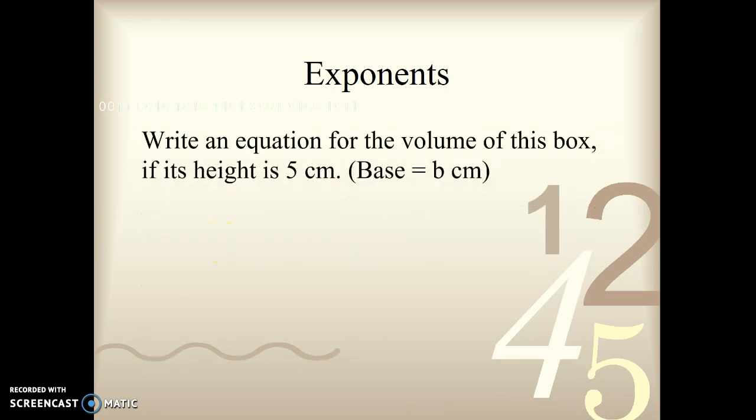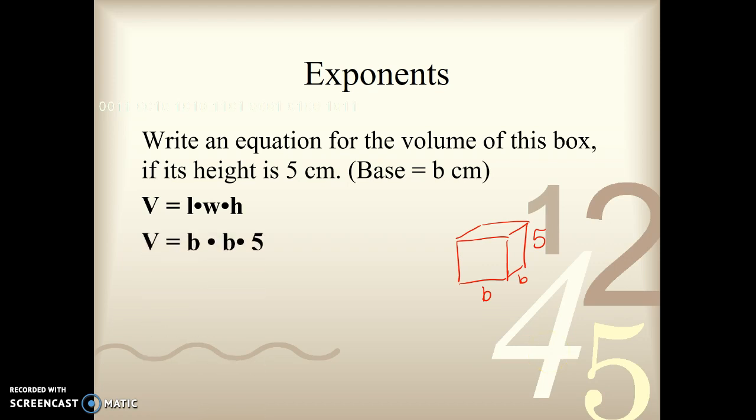All right, now let's write an equation for the volume of the box if the height is 5 centimeters. So let's draw our box again. And remember, our base was b, and now our height is 5 centimeters. So let's start with our volume equation. Volume equals length times width times height. And let's substitute in our b value for both the length and the width, and substitute 5 in for height. So volume equals b times b times 5.